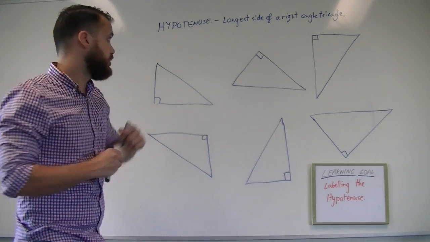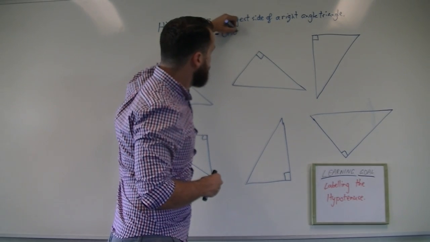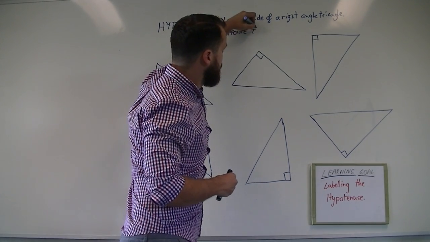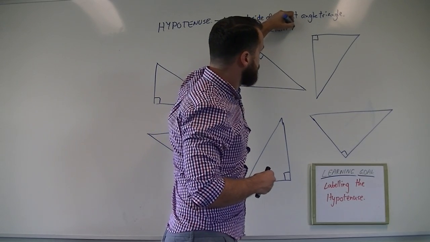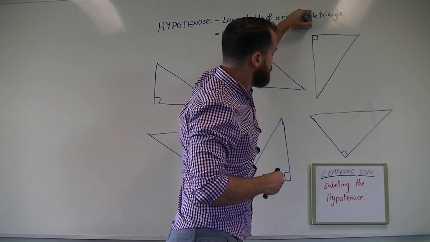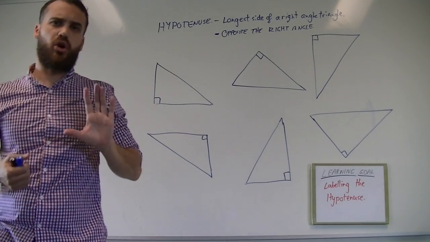Okay, the other way we look at the hypotenuse is its opposite the right angle. Okay, so the hypotenuse is always in the same spot. It's always opposite the right angle.